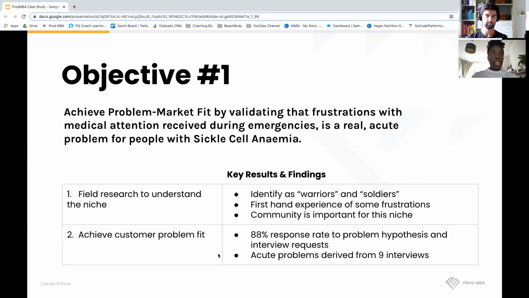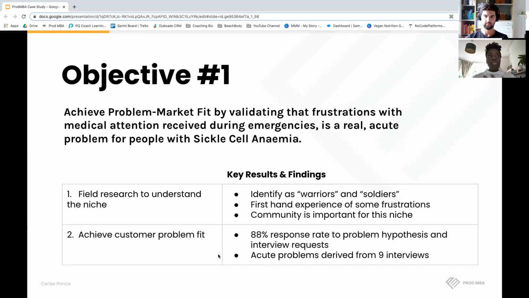I'm going to go through the objectives and the journey I went through to get to the end result. The first was achieving a problem-market fit. So validating that these frustrations with the medical industry and receiving attention when they have an emergency is actually a real acute problem for them. I wanted to start out by getting a better understanding of what their experience was.